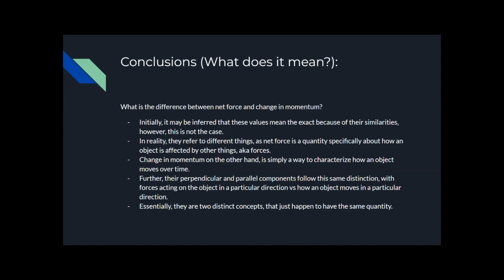In reality, they refer to different things, as net force is a quantity specifically about how an object is affected by other things, aka forces. Change of momentum, on the other hand, is simply a way to characterize how an object moves over time. Further, their perpendicular and parallel components follow the same distinction, with forces acting on the object in a particular direction versus how an object moves in a particular direction. Essentially, there are two distinct concepts. They just happen to have the same quantity.